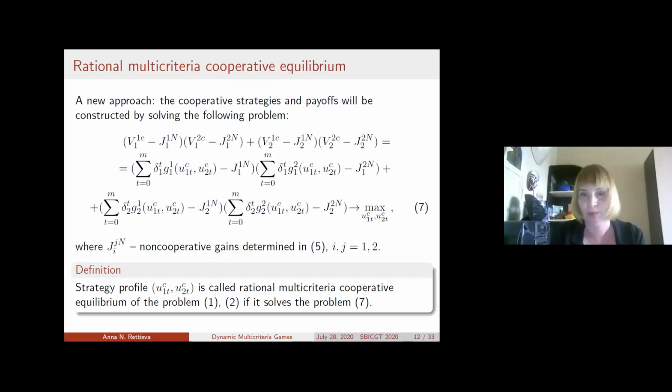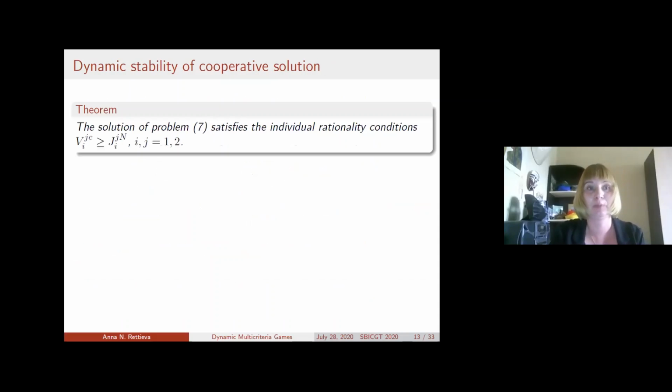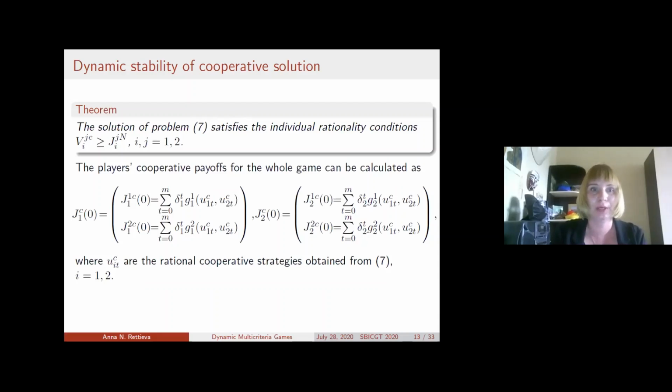Why do we call it rational? Because, as I said, individual rationality conditions are very important. If the players' payoffs under cooperation are less than under non-cooperation, they will not come to a cooperative agreement, of course. And here we can prove that the solution of this problem satisfies the individual rationality conditions. So in both criteria for both players, the cooperative payoff will be larger than or equal to the non-cooperative one. So this motivates the players to cooperate.